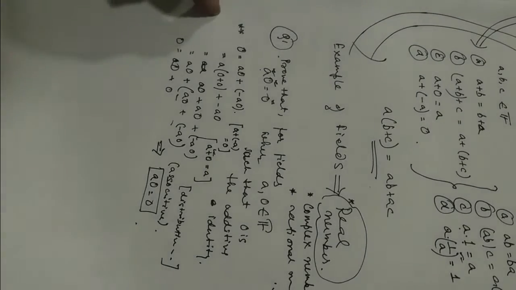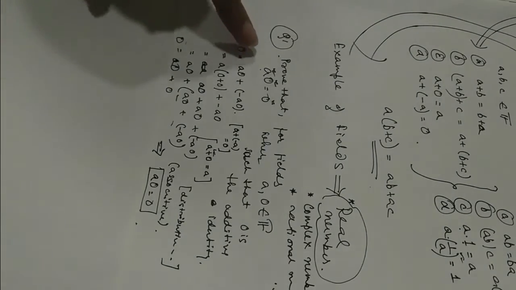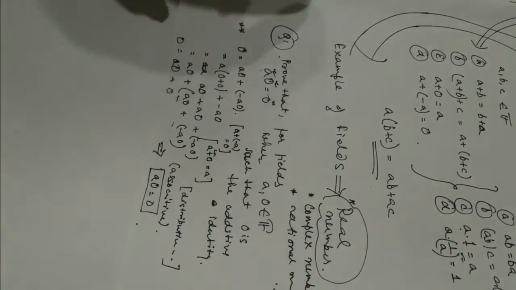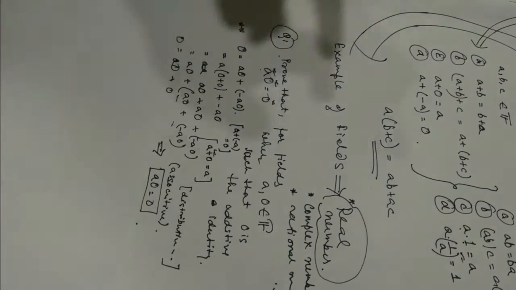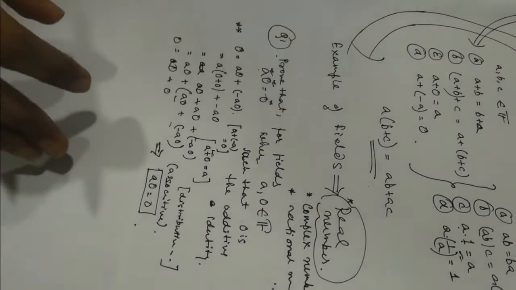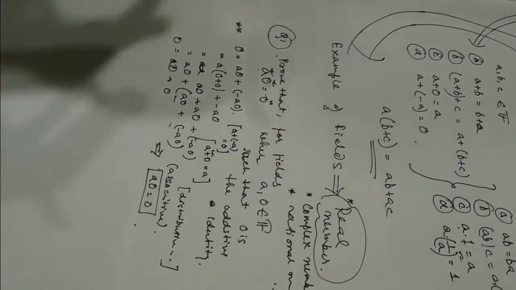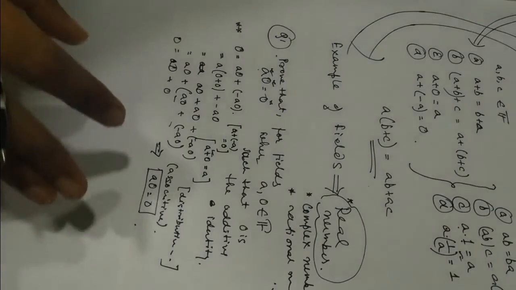So we have finally proved that multiplying any element by the additive identity gives me the additive identity by using the axioms of fields, right? Let's look into another problem.